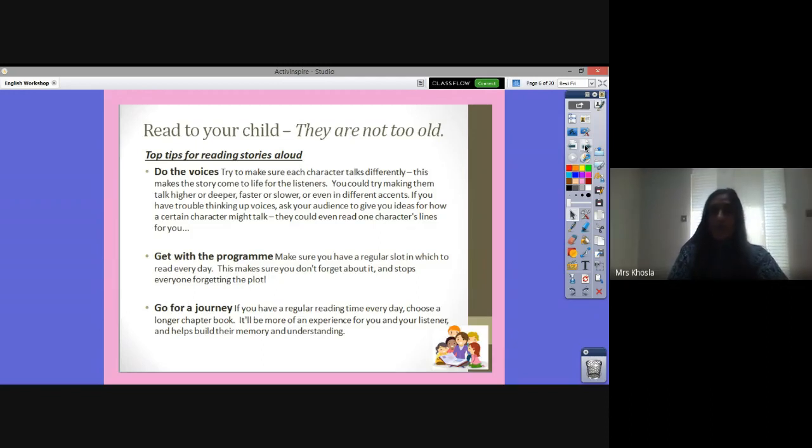Get with the program. Make sure you have a regular slot in which to read every day. This makes sure you don't forget about it and stops everyone forgetting the plot. Go for a journey. If you have a regular reading time every day, choose a longer chapter book. It will be more of an experience for you and your listener and helps build their memory and understanding.